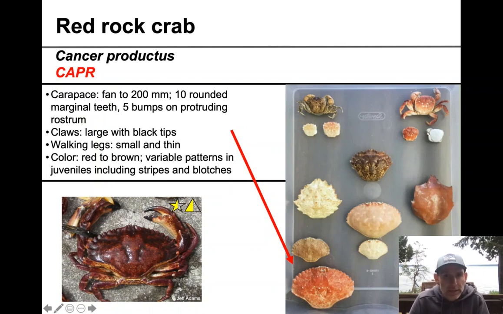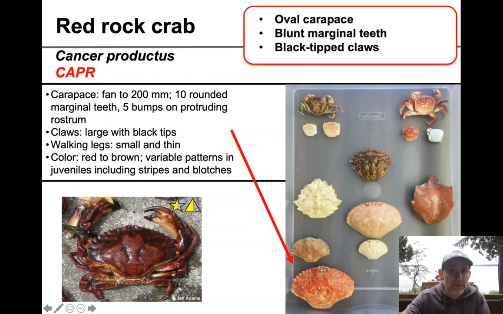Now, I mentioned that Dungeness crab and graceful crab are close cousins. Well, the red rock crab is a distant cousin. The red rock crab's scientific name is Cancer productus, or CAPR is the code. Now, we see this species less frequently, but it does occur, and so it's important to be able to identify it.